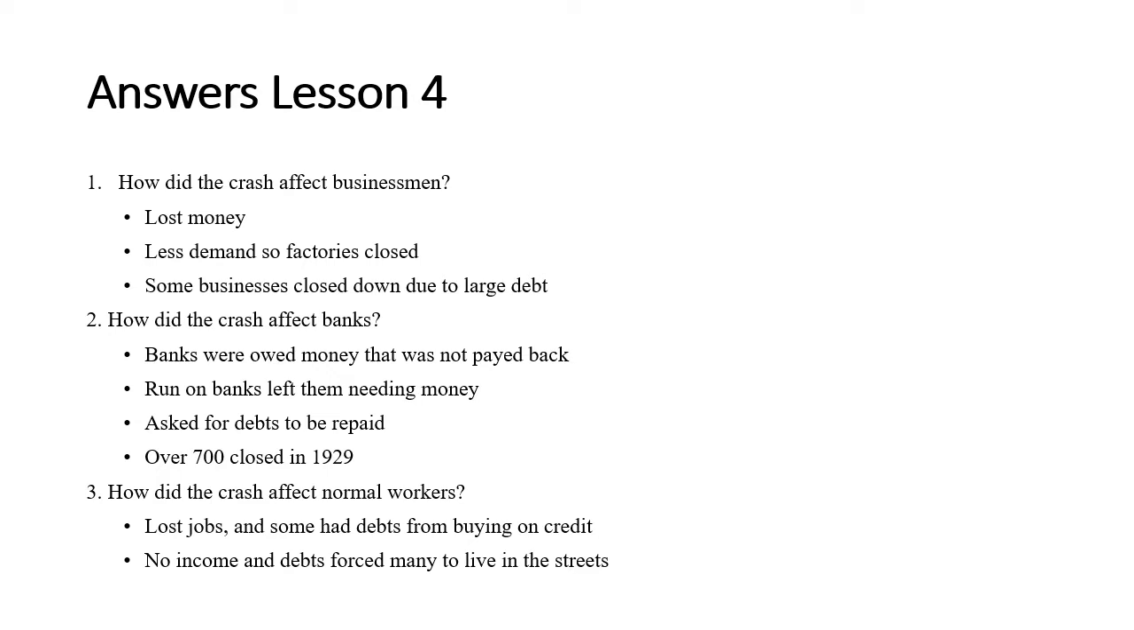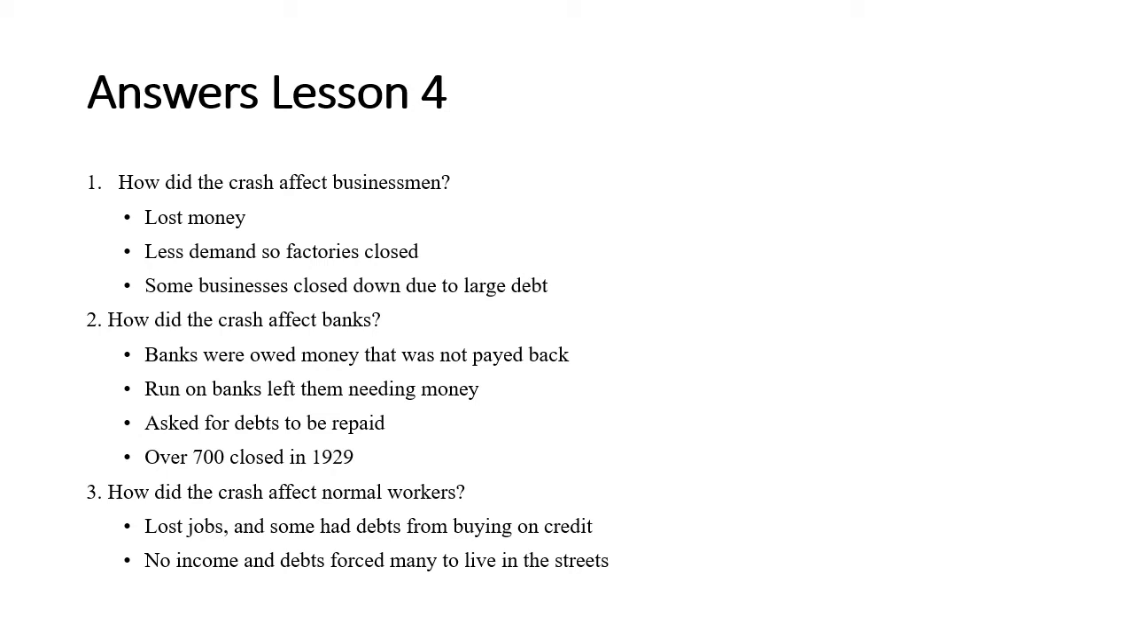How did the crash affect banks? Well, banks were owed money. Banks had lent money to businessmen, and they also lent money to individuals. During the stock market crash, the value of stock went down, the value of businesses went down, and people lost everything they had. So a lot of the money that they had lent to people could not be paid back. When people were worried that the banks might not have enough money, they started to try and withdraw all of their money at the same time.